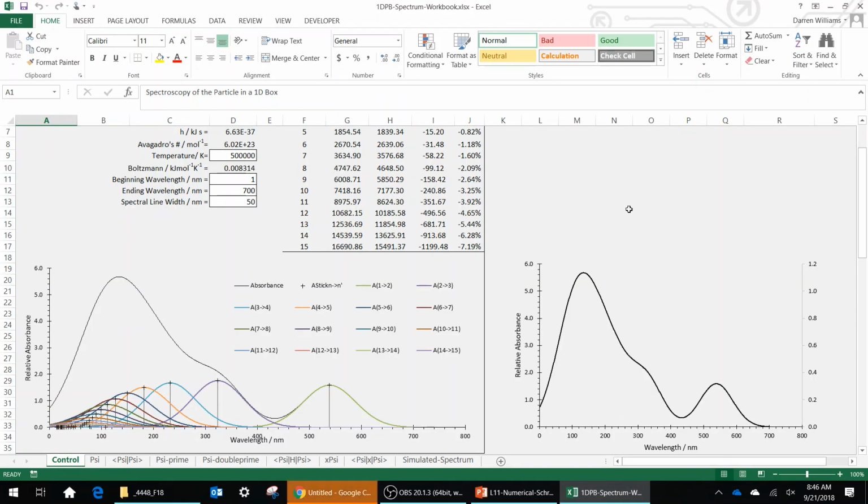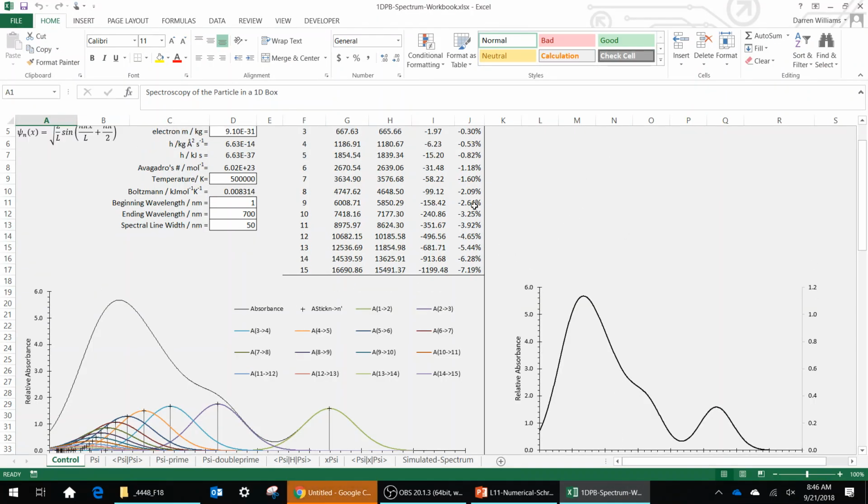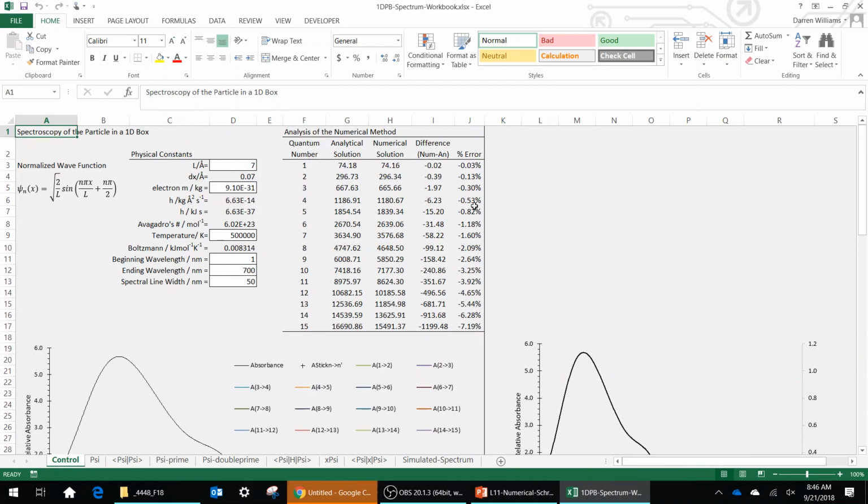Now, what's interesting, here's the spreadsheet, if you can see that. Here's the final product. So we have the box length, we have the electron mass, we have the temperature. Now, one of the questions is asking what it does for temperature, and you're going to get a messed up result if you ever go to 0.